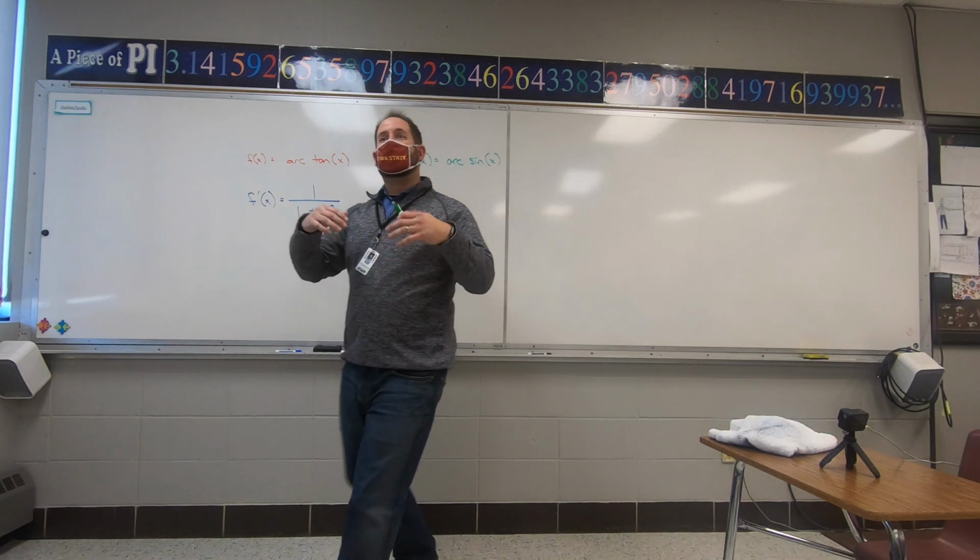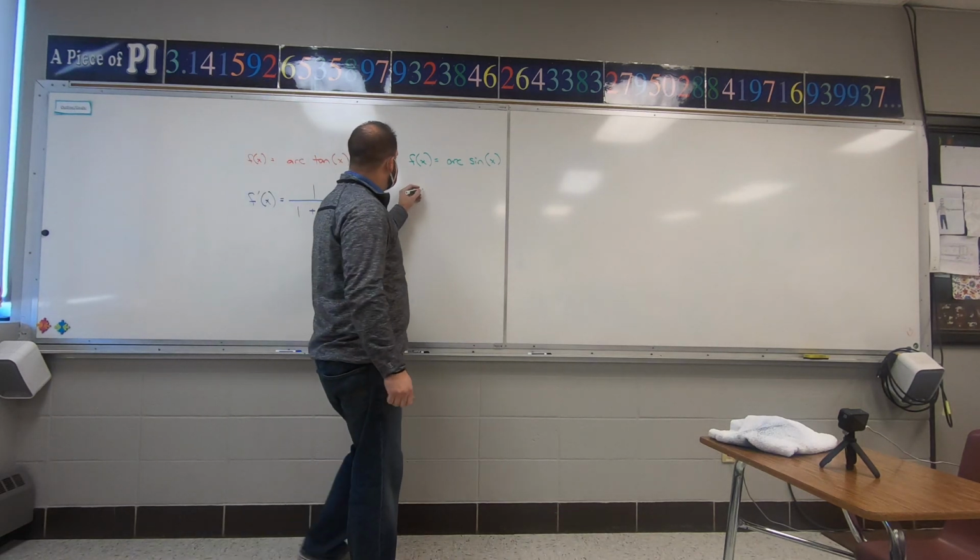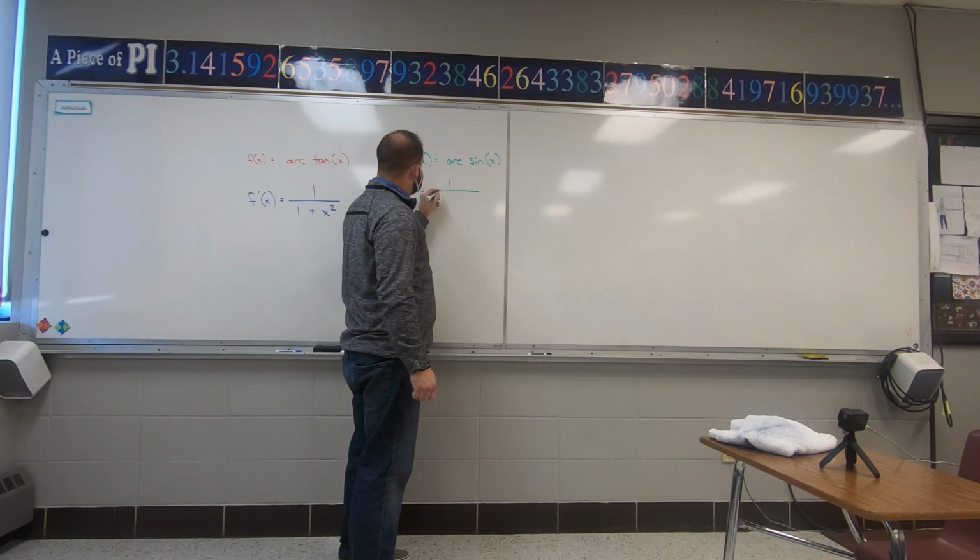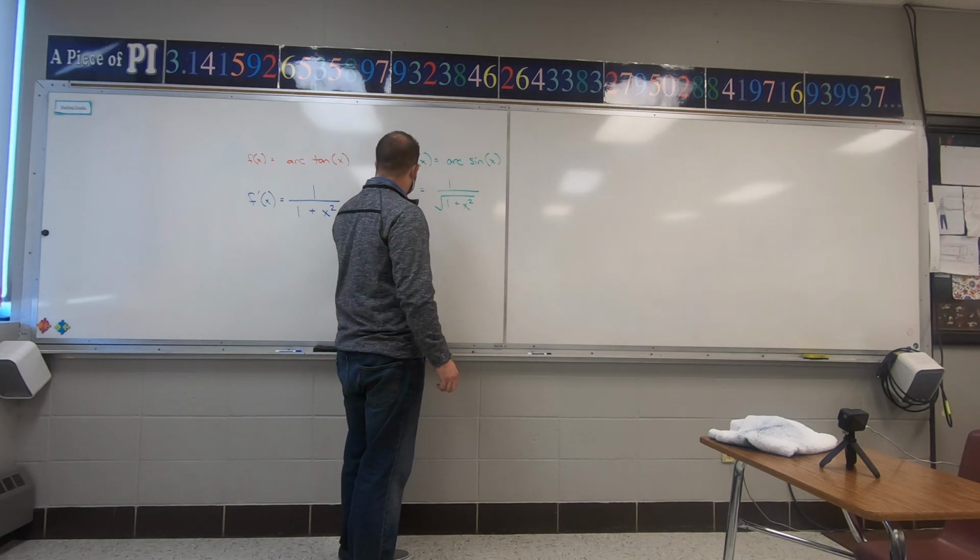So arc sine, the derivative of it is 1 over the square root of 1 plus x squared.